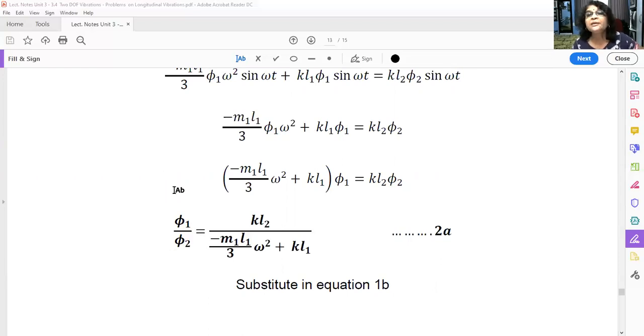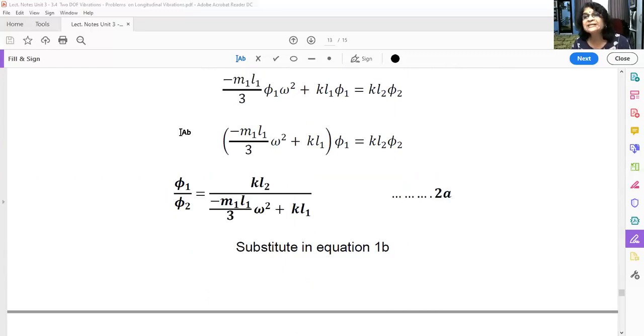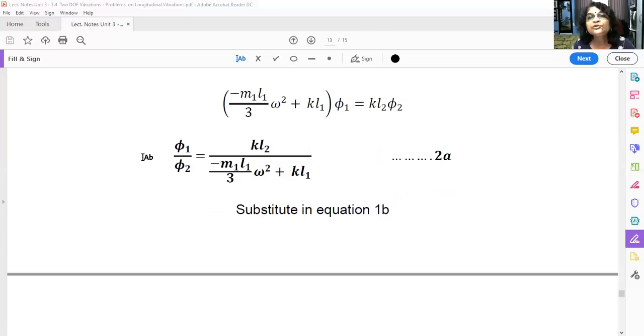See, all these mathematical terms are there, but unless you write them down in your notebook on your own, you will not understand how the next step has come, what the simplified step is, and what simplification you have done. So my request to all of you is: don't just read this problem, solve this problem in your notebook. Then and only then will you understand it thoroughly. So phi 1 upon phi 2 is KL2 upon (minus M1 L1 upon 3 omega square plus KL1).